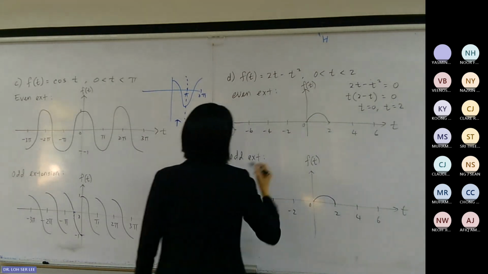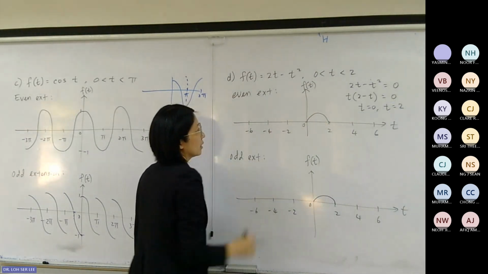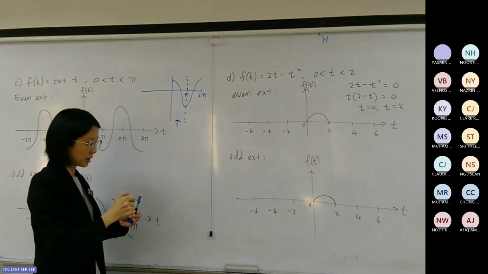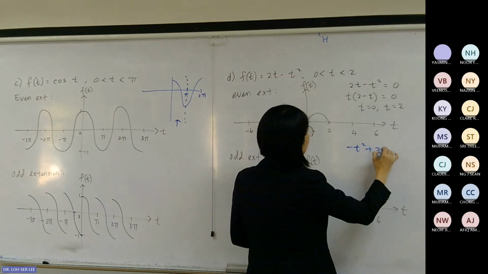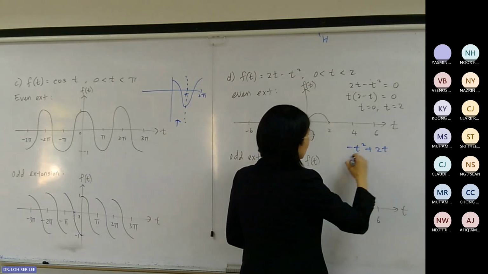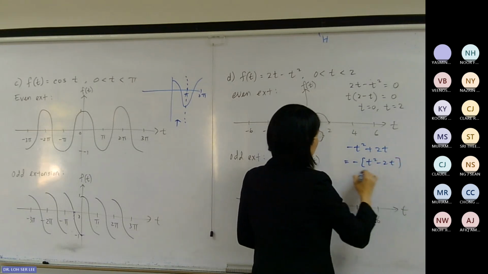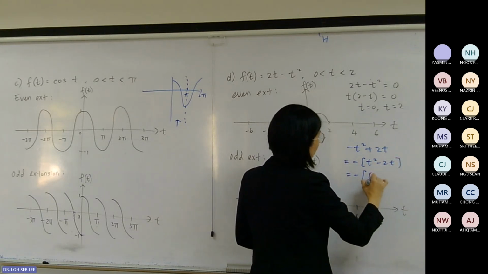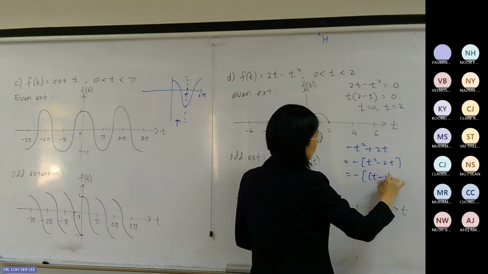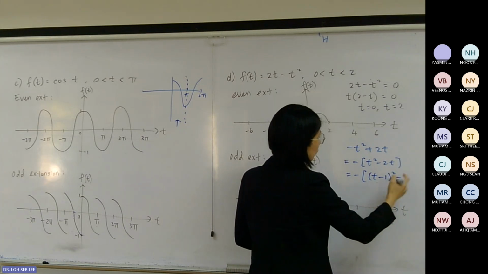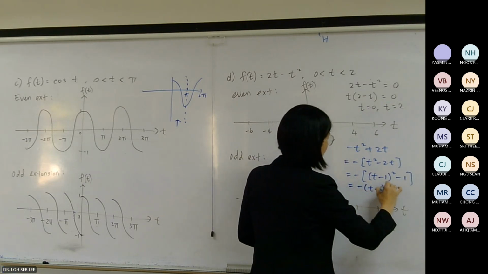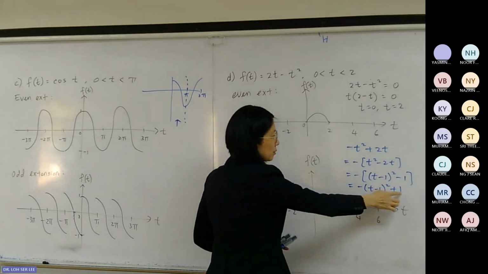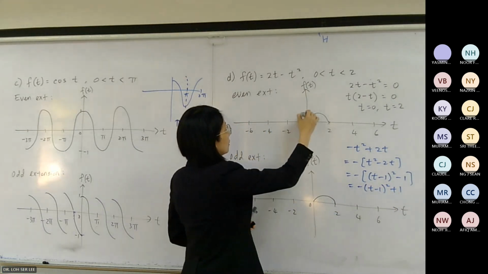So what is the height of the maximum point of this curve? You can use completing the square. This one is negative t squared plus 2t. Factorize the negative so that you have t squared minus 2t. Then complete the square: t squared minus 2t becomes t minus 1 squared, then minus the square of 1, which is 1. When you expand, you have this plus 1, meaning that the maximum point is plus 1.